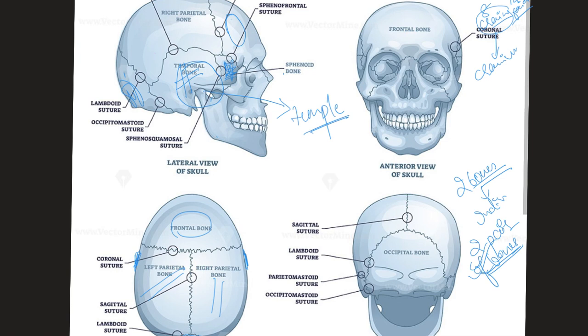In between the frontal bone and the parietal bone is the coronal suture. In between the left parietal bone and the right parietal bone forms the sagittal suture. And last but not the least, the one that forms between the parietal bone and the occipital bone is the lambdoid suture. So the main sutures we need to know are the coronal suture, the sagittal suture and the lambdoid suture, and the bones are the frontal bone, the parietal bone and the occipital bone.